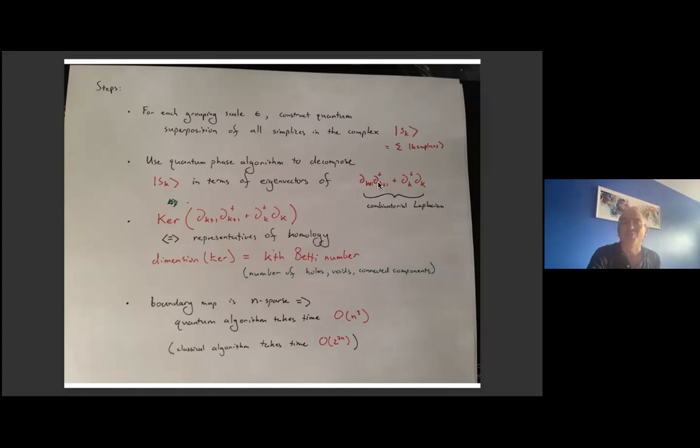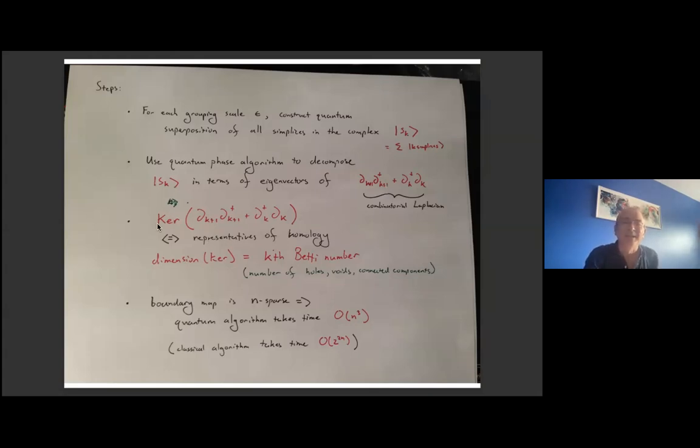And so this is the thing which is going to ensure that if you're in the kernel of this, you're boundaryless. So if you're in the kernel of the dk dagger dk part, you're boundaryless. And if you're in the kernel of dk plus 1, dk plus 1 dagger, then you're not the boundary of something at dimension k plus 1. Phew, that's what I wanted to say.